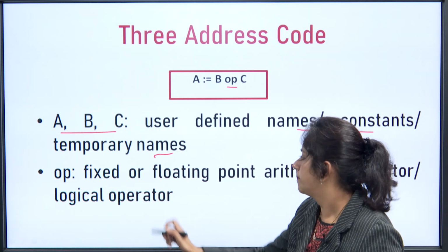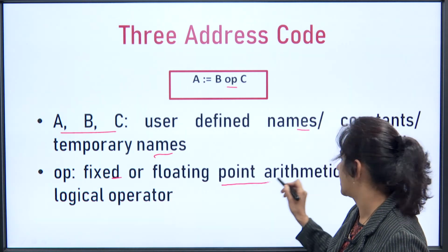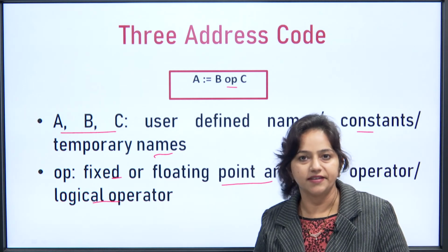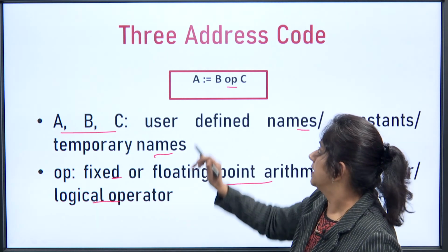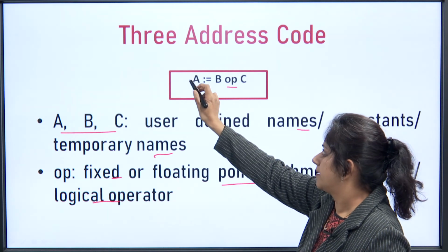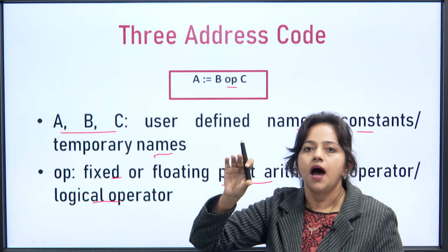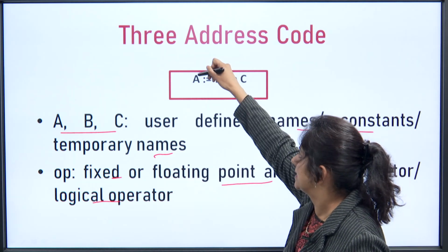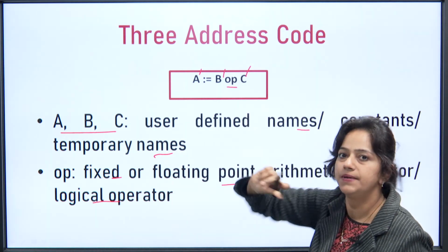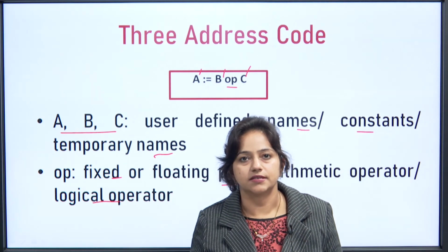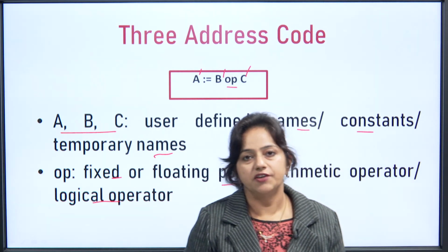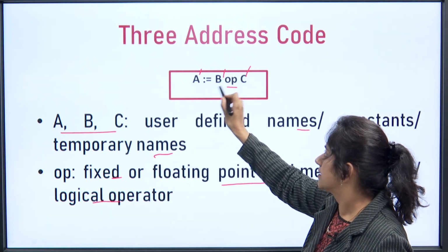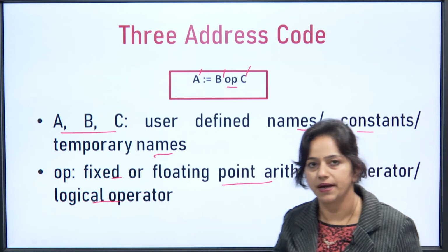Operator means any arithmetic operator, fixed or floating point, or it could be a logical operator as well. In 3 address code, a particular statement will have a maximum of 3 addresses like this. So, this is the general statement for 3 address code, where apart from assignment there is only one additional operator.